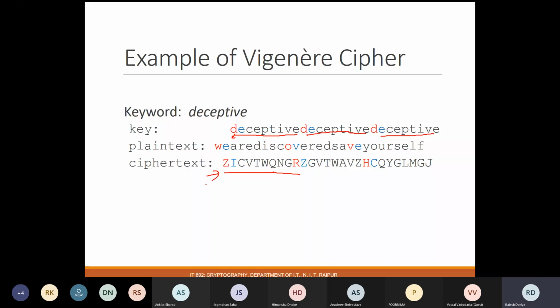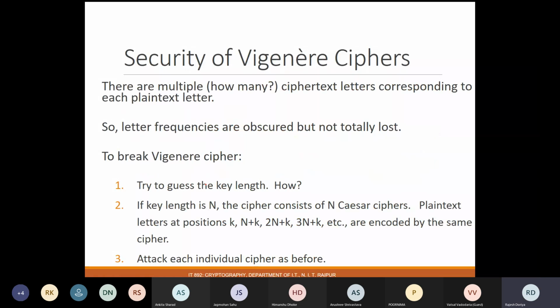Okay, so this is a typical example of a Vigenere cipher. Then, of course, if we talk about security, the pattern over here is going to be the length of the key. Okay, so if the attacker is able to find out the key length, then again the whole thing is going to be very easy for the attacker to guess the other plain text.